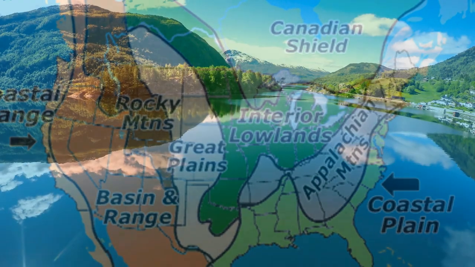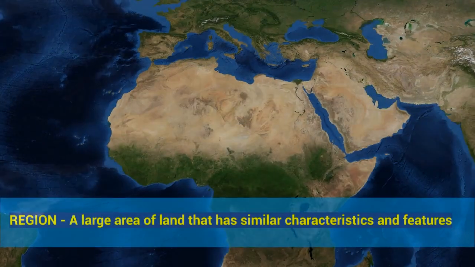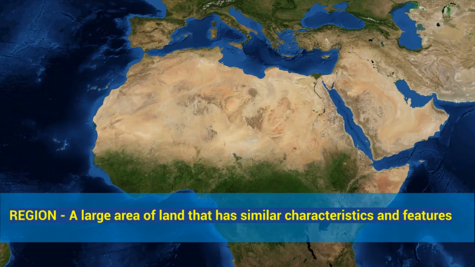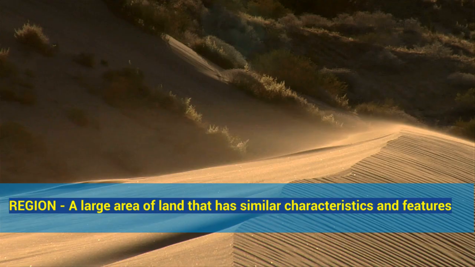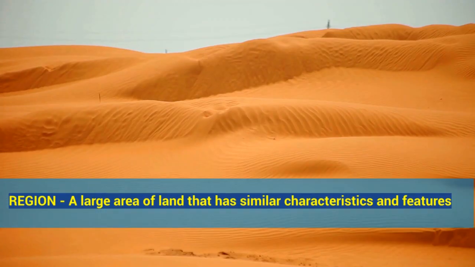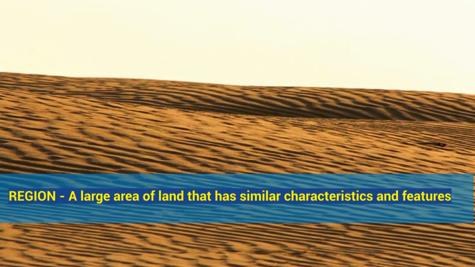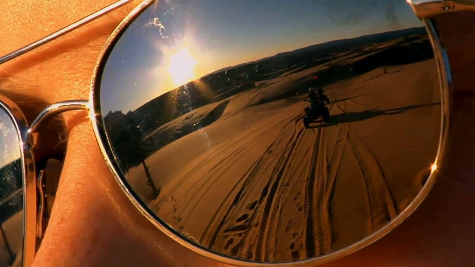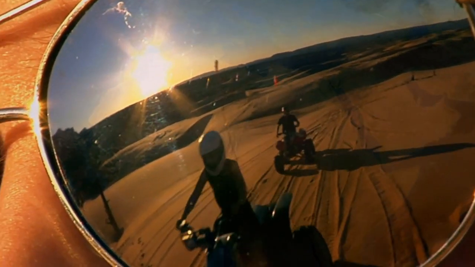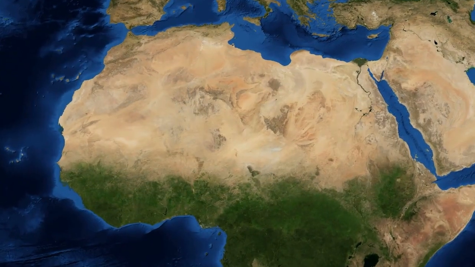A region is a large area of land with similar characteristics or features, like the desert region of North Africa. No matter what part of North Africa you're in, look out the window and you'll see sandy desert. And that's because all of those North African countries are in the desert region of the Sahara.